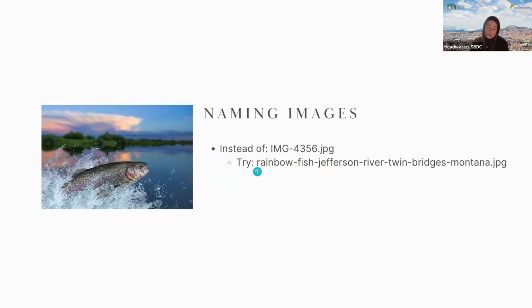Plus, when you Google a rainbow fish, one of your images might show up, simply because of the description. Again, Google's bots cannot see this image. They can only read what information you're feeding it. So if someone searches Jefferson River, Twin Bridges, Montana, rainbow fish, this image is way more likely to pop up.